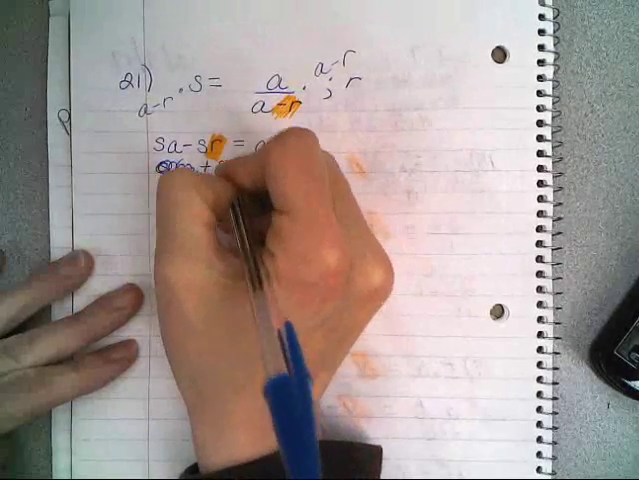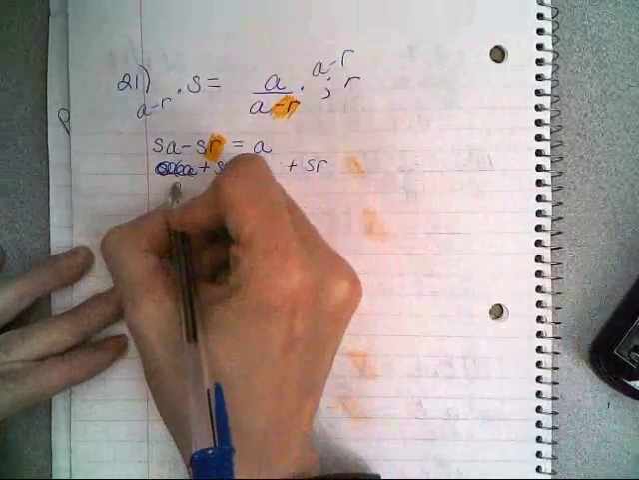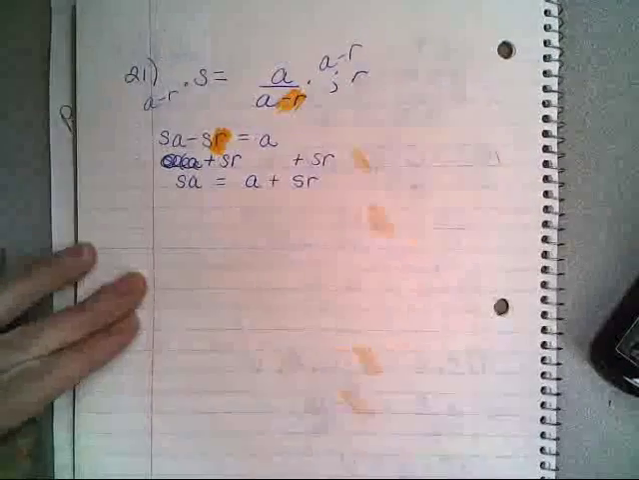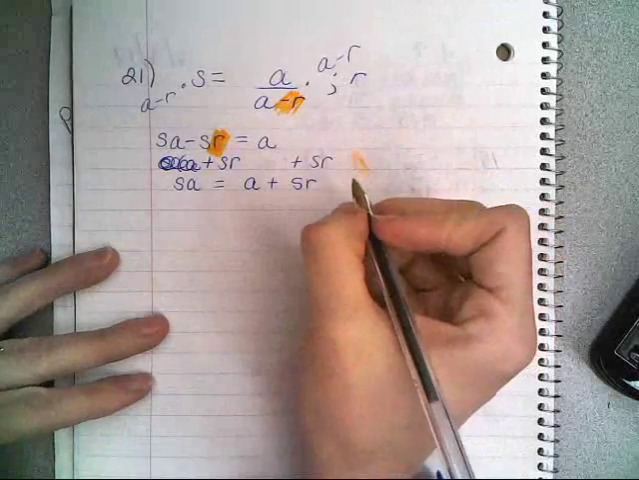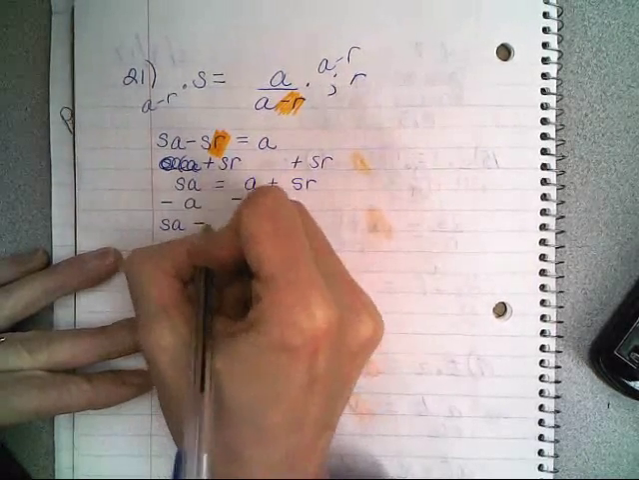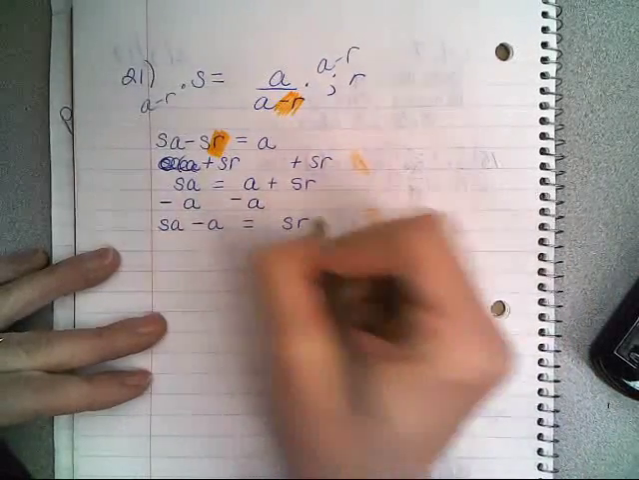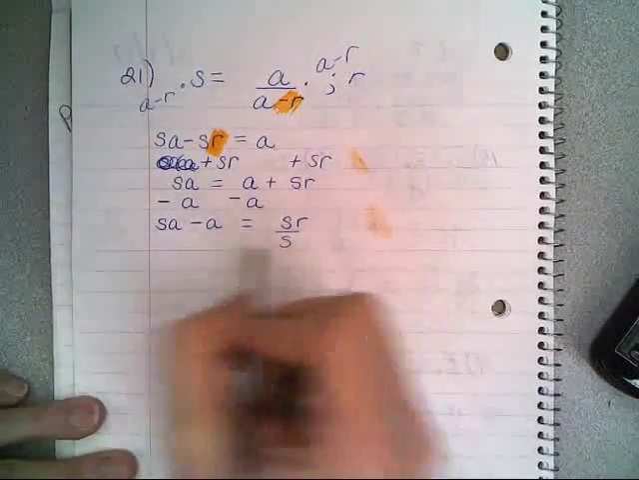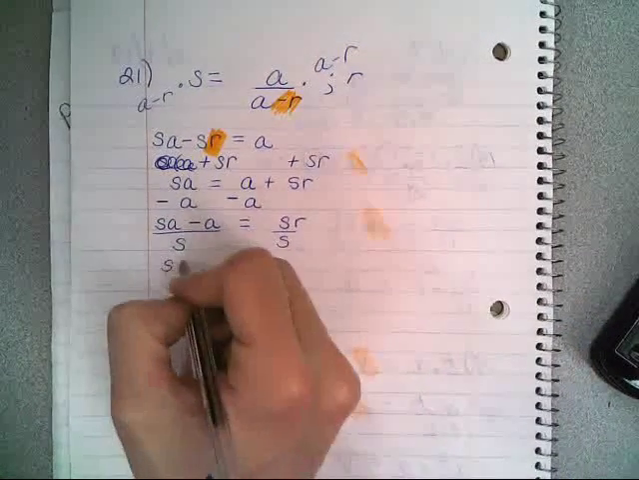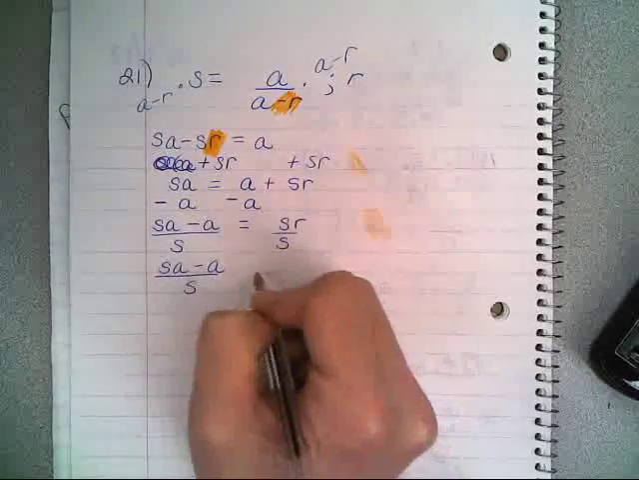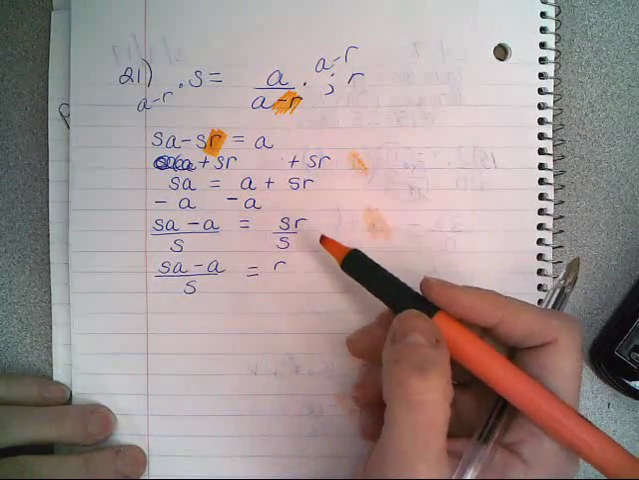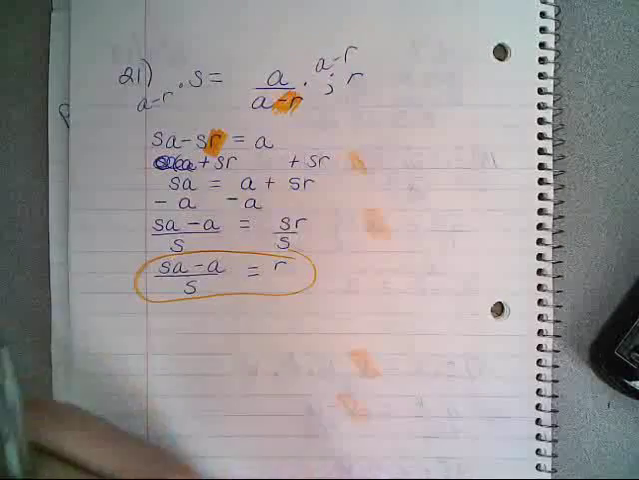We're going to add SR, SA equals A plus SR. Subtract A. SA minus A equals SR. Divide by S, divide by S. And I now have SA minus A over S is equal to R. I know that's an annoying one. And there's your answer. It's a lot of work. That's number 21.